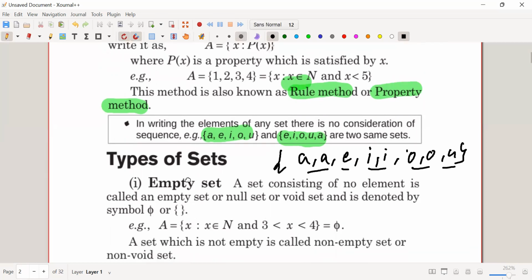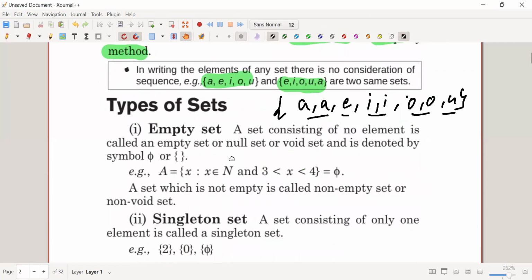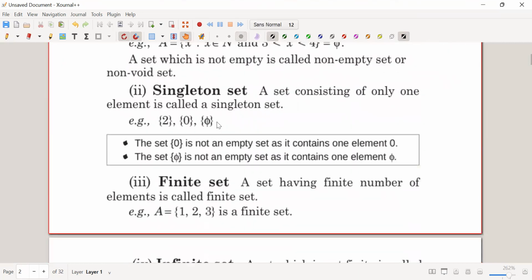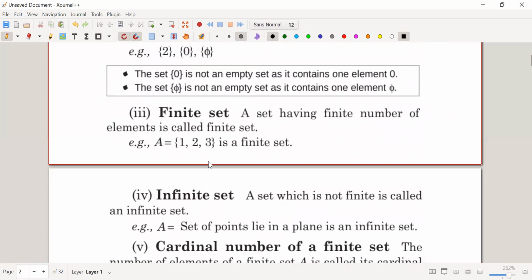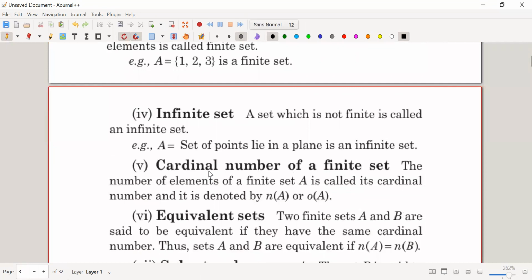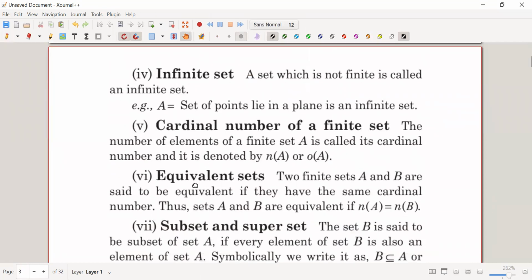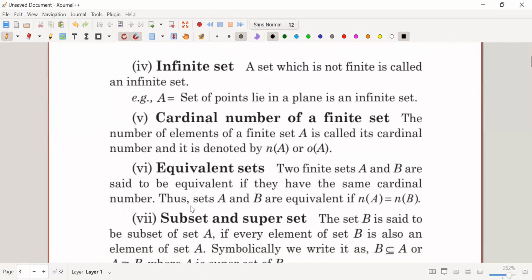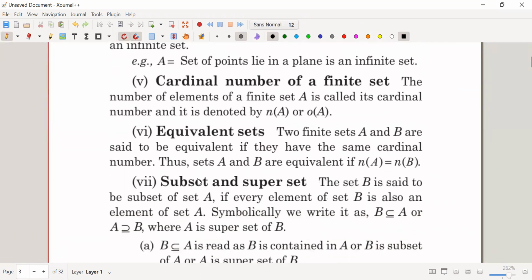Right? So, what are the types of set? Empty set, singleton set, finite set, infinite set, cardinal number of finite set. Okay. Equivalent sets. What is an equivalent set? Give some example. The number of elements in both sets is equal. Example, the number of elements in set A and the number of elements in set B are equal. That's right, called equivalent sets.